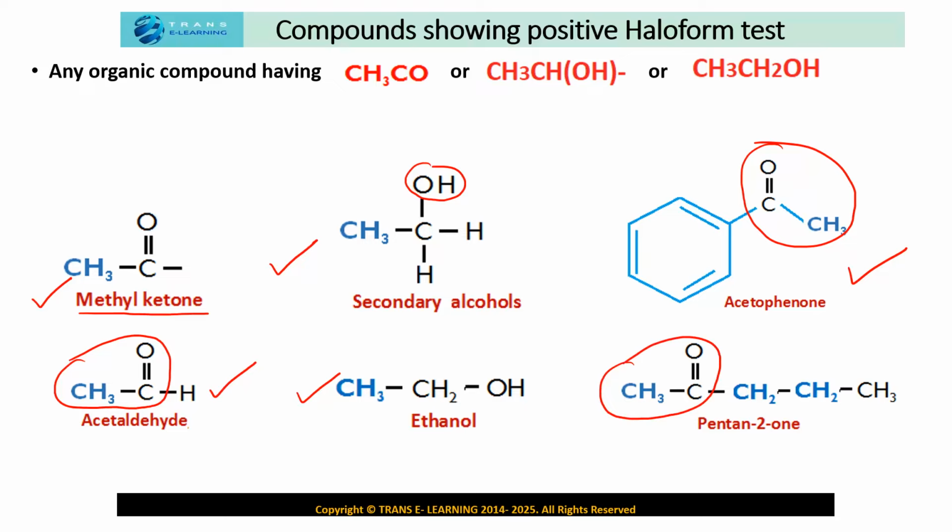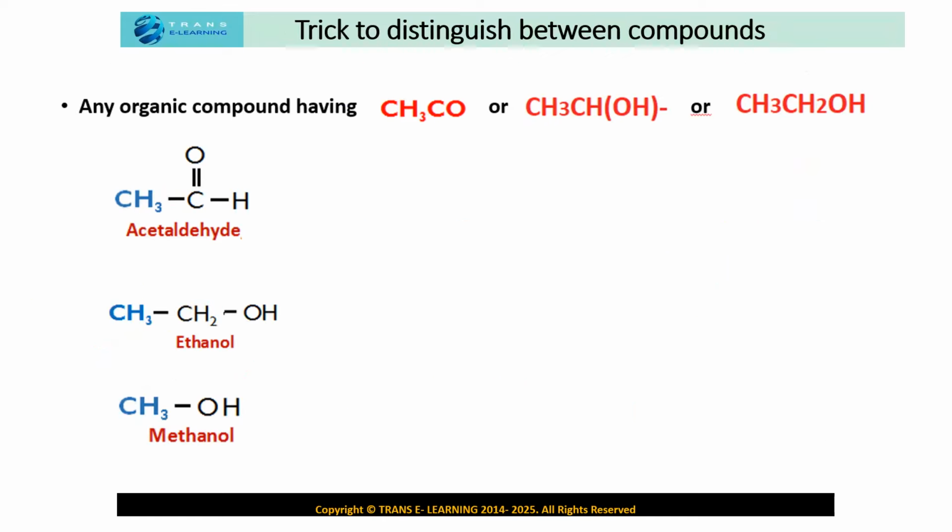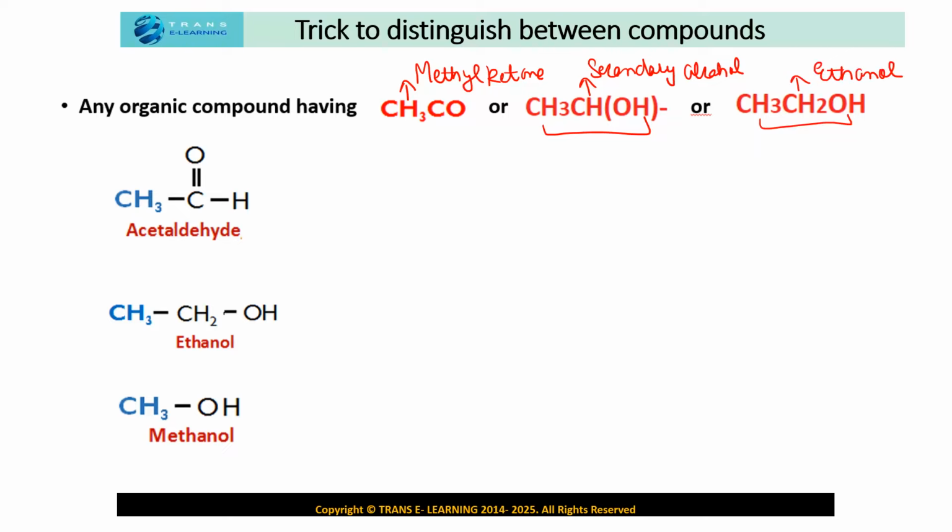So three things that you have to keep in mind: whenever you are looking at a compound, you have to either look for the methyl ketone, or it has to be a secondary alcohol, or it has to be ethanol. If any one of these is present, then it is going to give you a positive haloform test, else not. So here there is a trick to distinguish between the compounds. This is your methyl ketone. This is your secondary alcohol. And this is your ethanol. As I've told you, these are the three bases to look for in compounds.